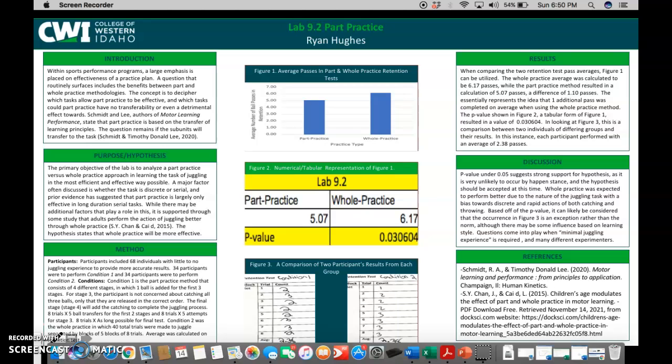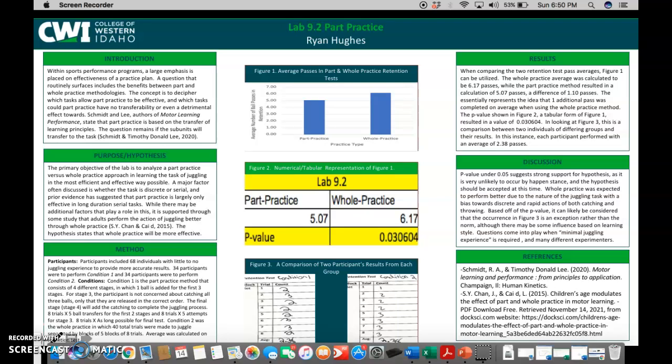We also have the whole practice method, in which the participants are going to juggle right out the gate. They're just going to attempt to do so. And the idea is that at the end of all this, we're going to measure during the retention tests how many passes each can complete when performing the whole juggling task. And so that's the ultimate goal, the purpose of this lab.